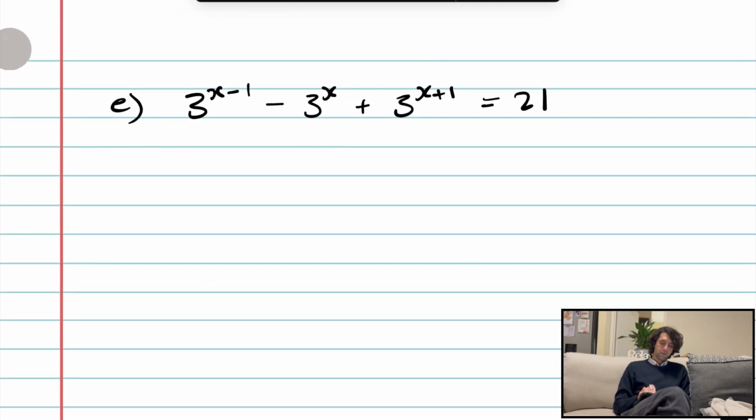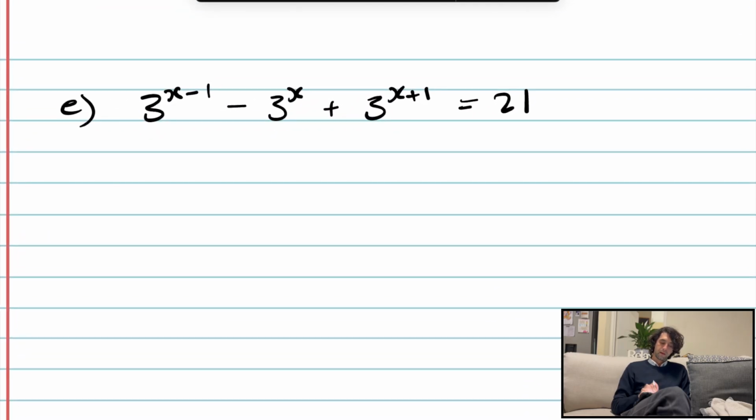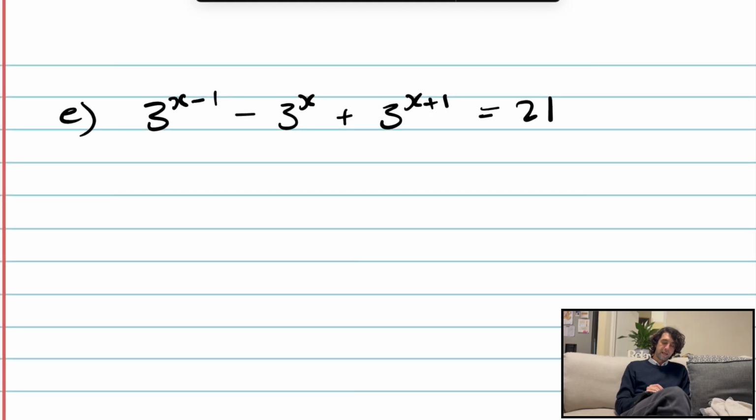All right, and we'll do another one. Over here, I am seeing that we have 3 terms, which are separated by our plus and minus signs. They're all at the base 3, which is great to see. It is all equal to 21.